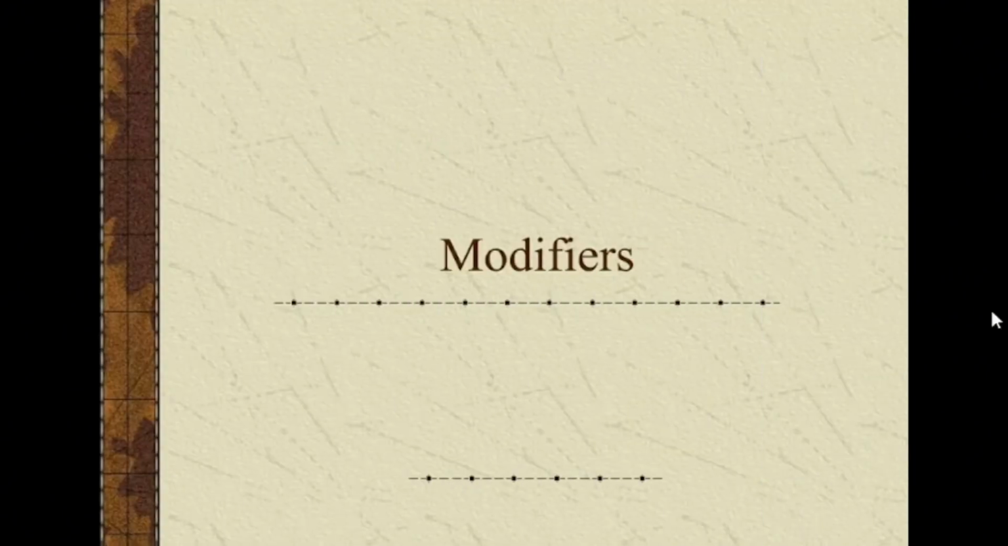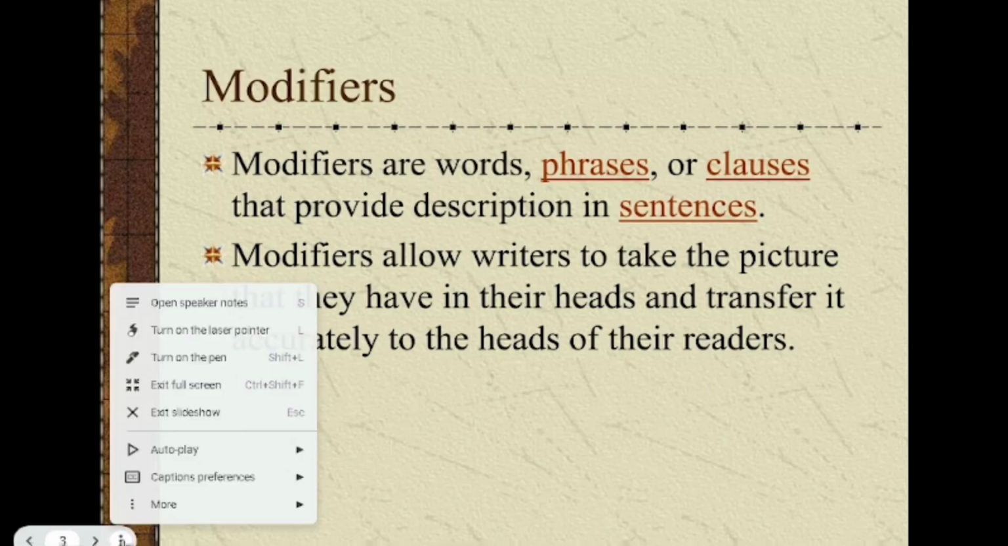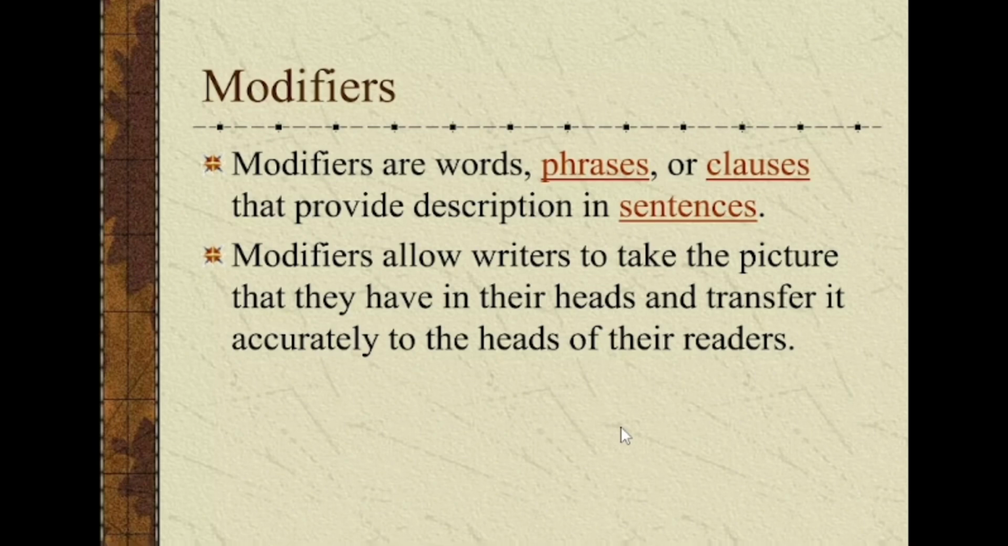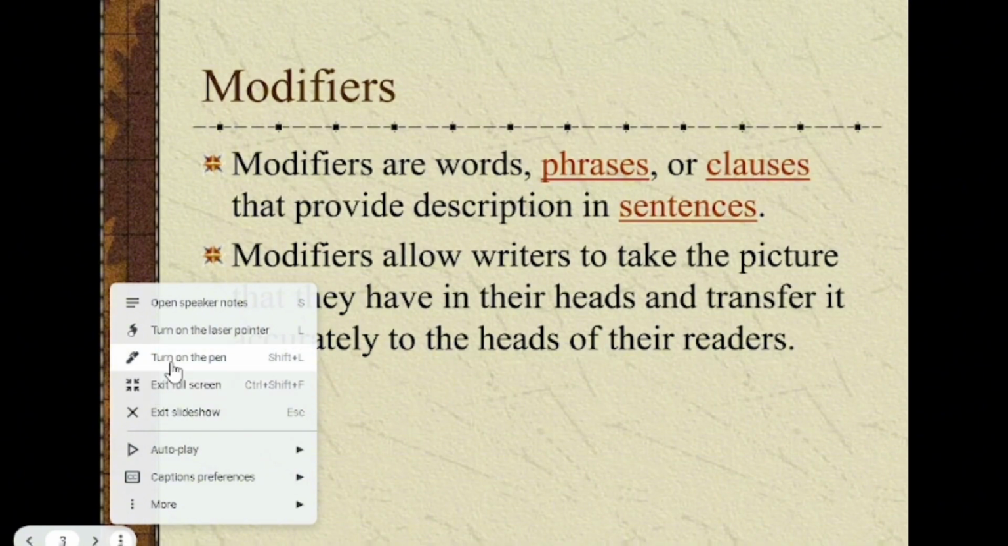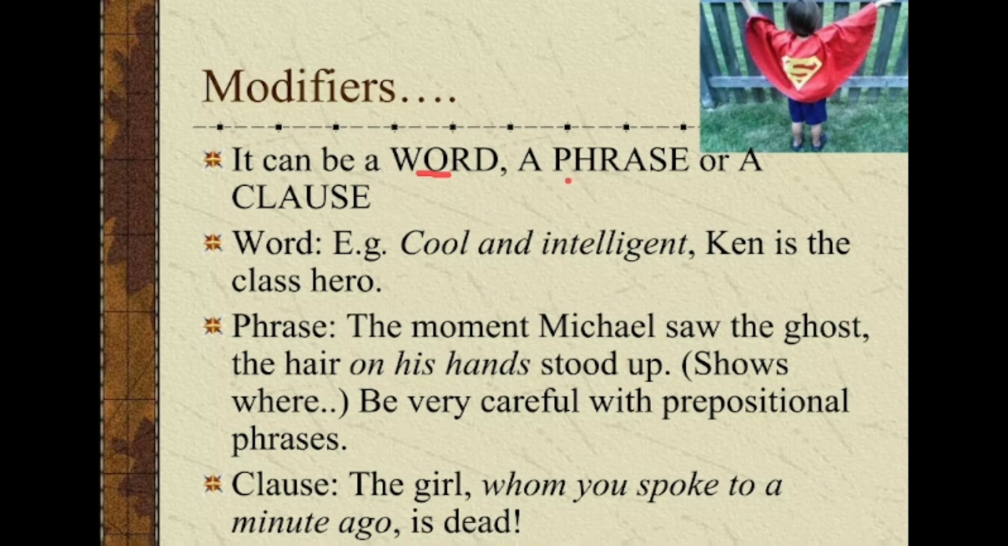So first of all, modifiers. What are modifiers? Modifiers are words or phrases or clauses that provide description in sentences. They can be either a word, a phrase, or a clause. Modifiers allow writers to take the picture that they have in their heads and transfer it accurately to the heads of their readers. Some examples of words would be cool and intelligent.